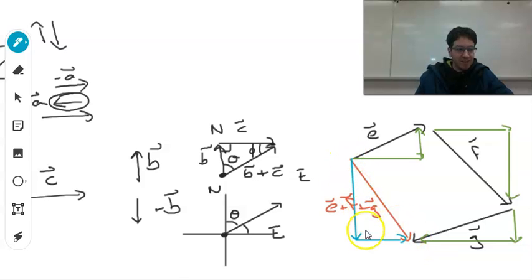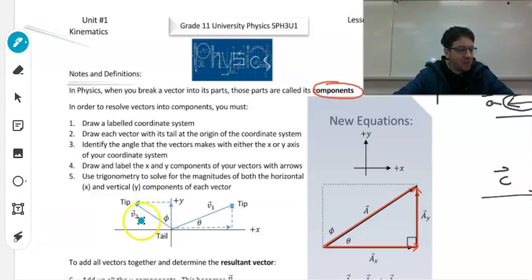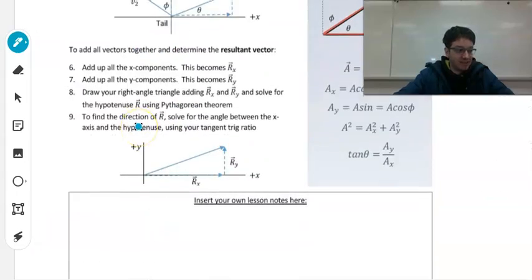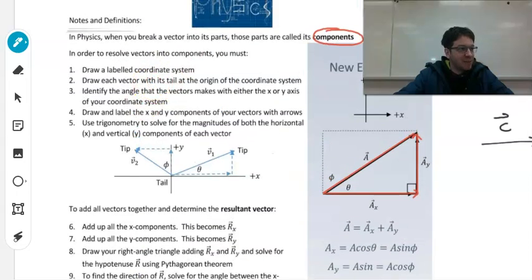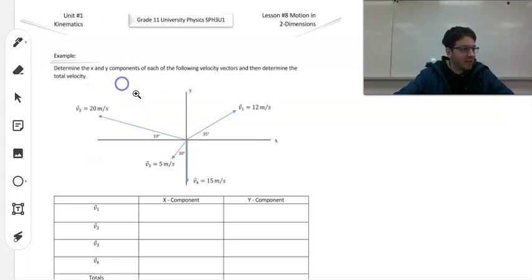And then once you have this vertical and that horizontal component, you once again have a nice right angle triangle where you know the two sides and you're looking for the hypotenuse and the direction. So that's what we're going to do today, but we're going to take it step by step. I have steps written down right here, steps 1 to 9, and we're going to go through these steps to help us answer this question over here.